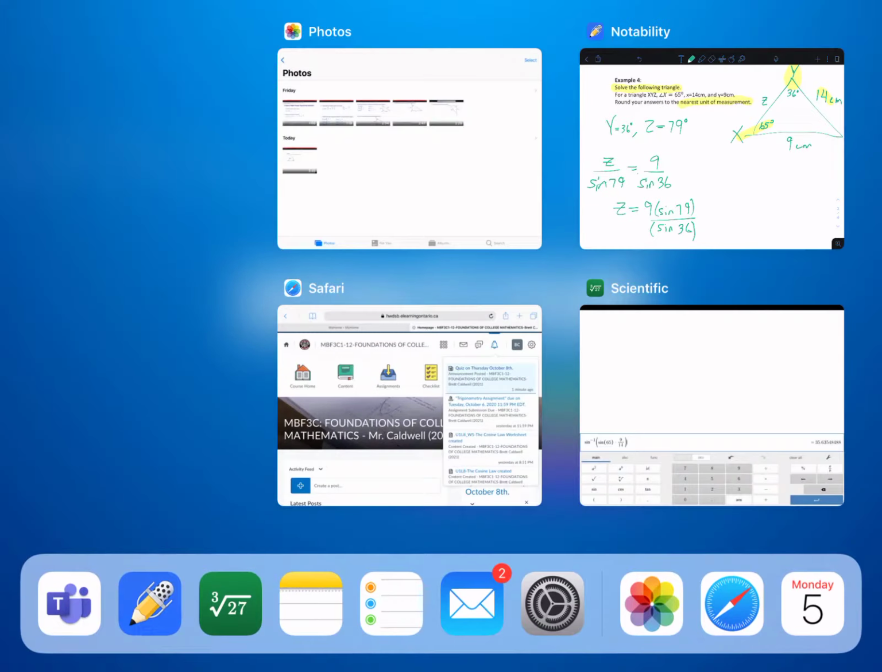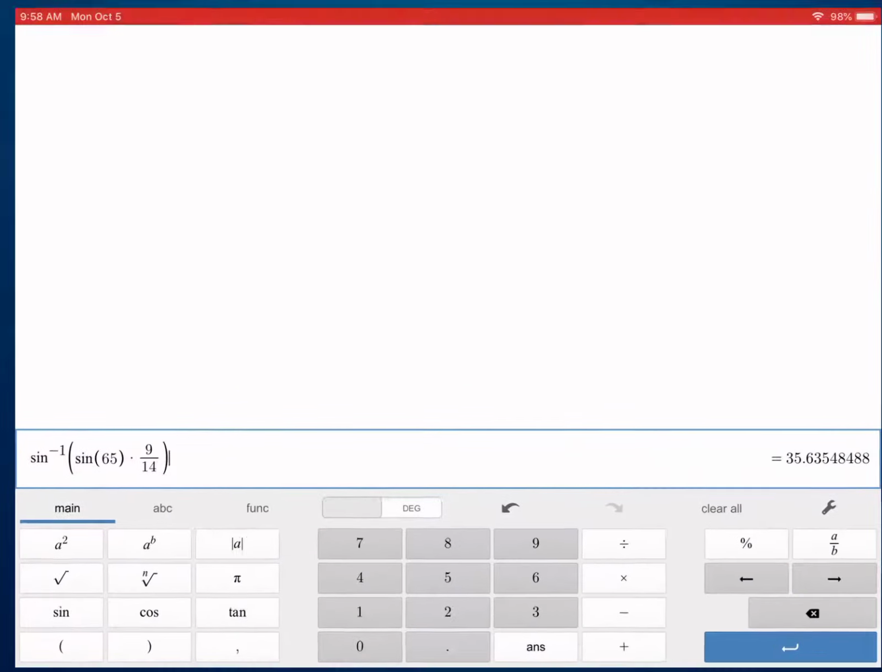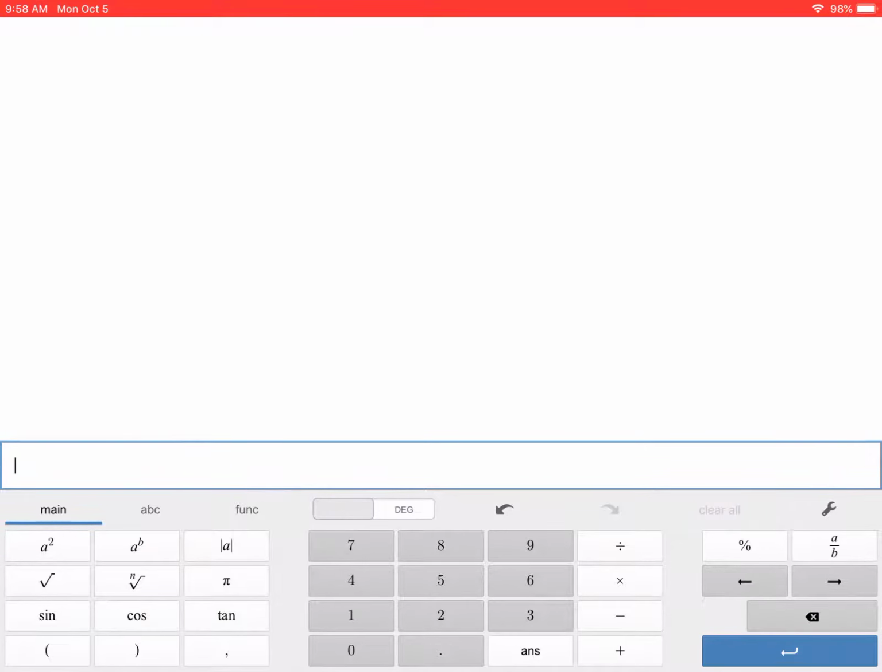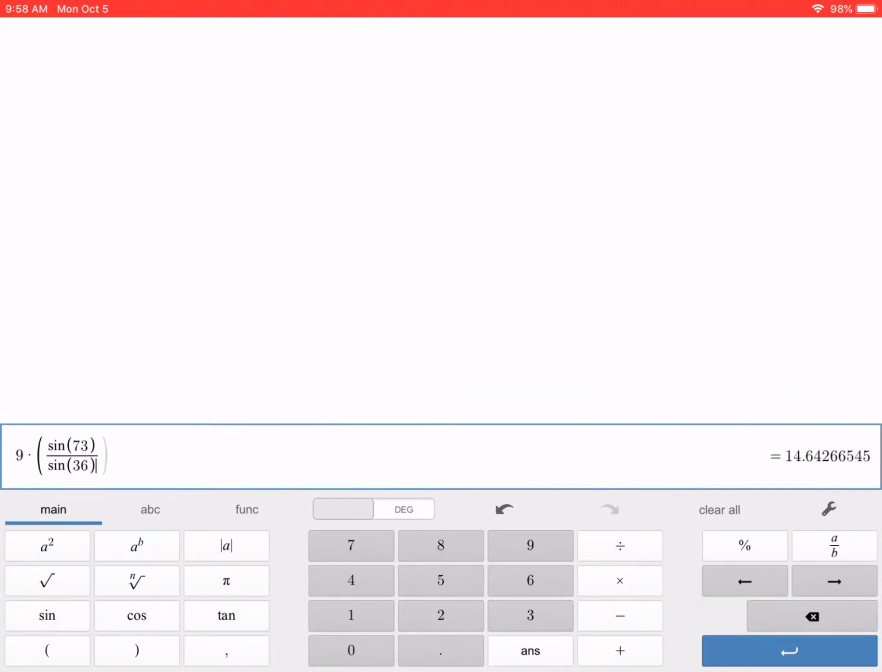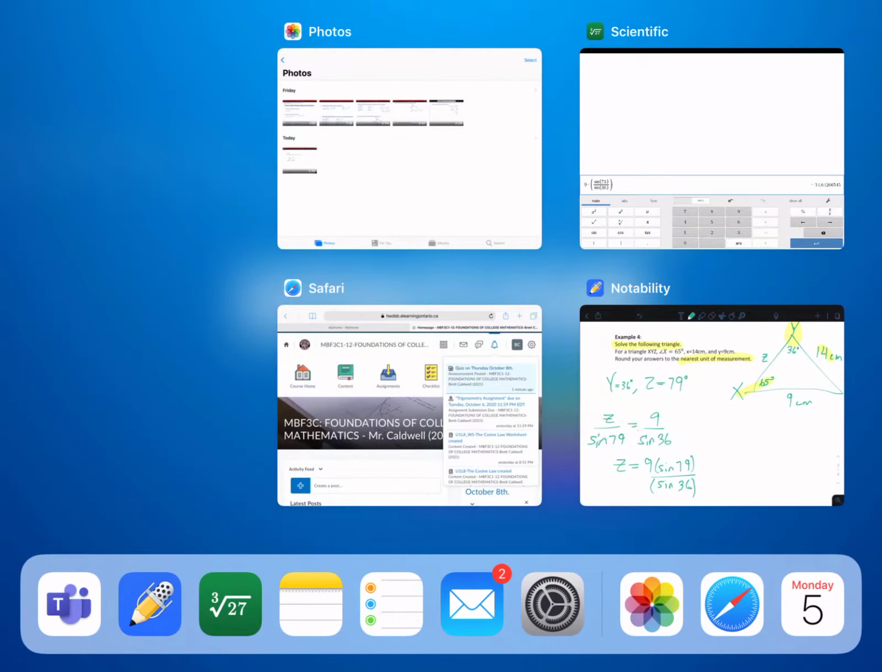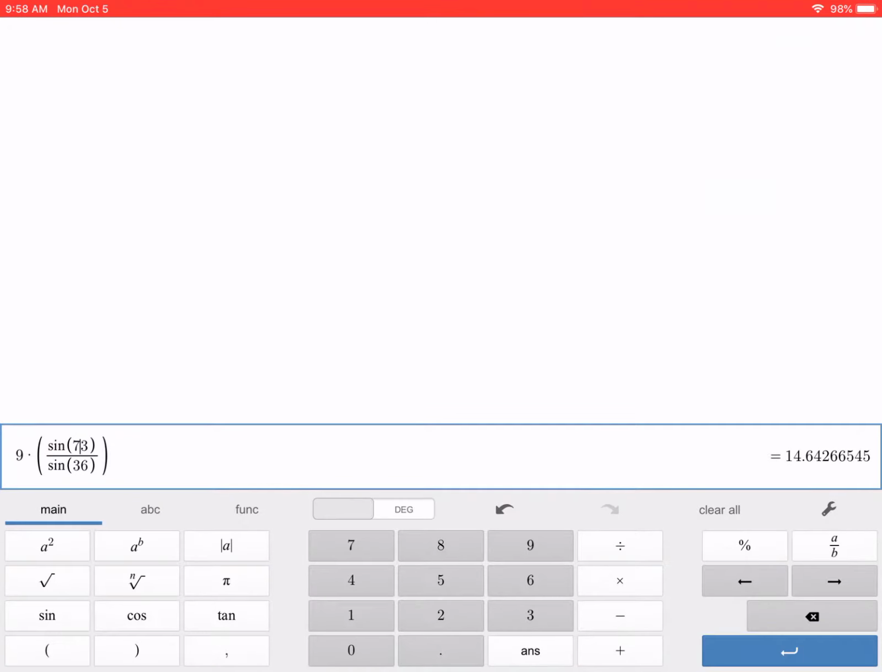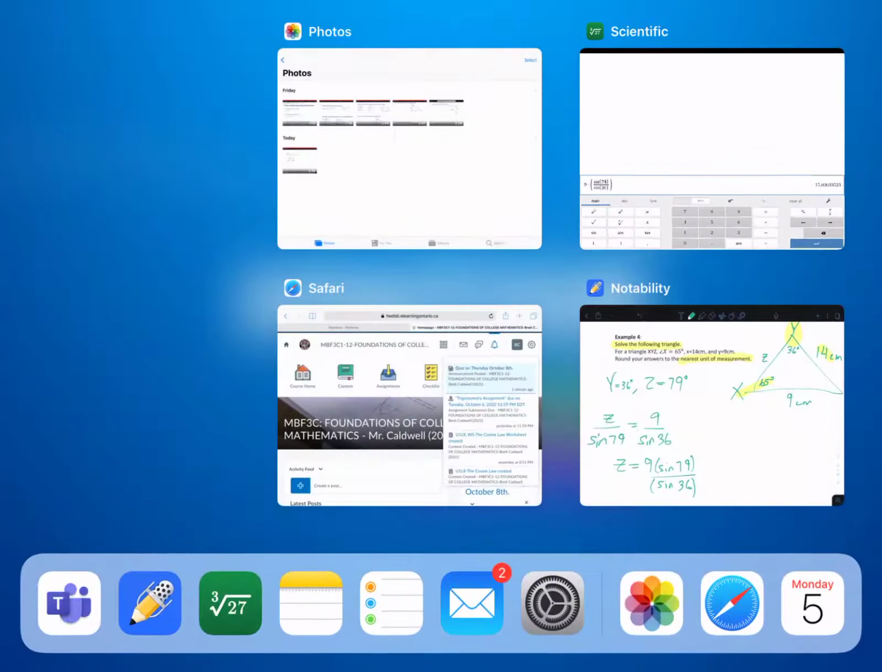Let's do that in our calculator. So 9 times sine of 79 divided by sine of 36. Sorry, I typed that wrong. We want 79. There we go. That's going to equal 15.03.